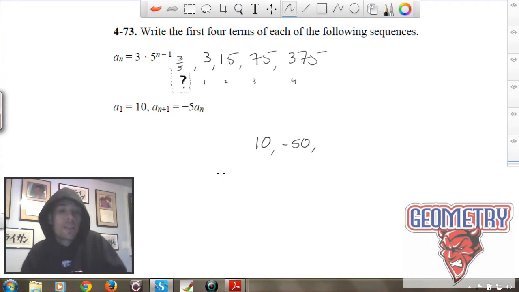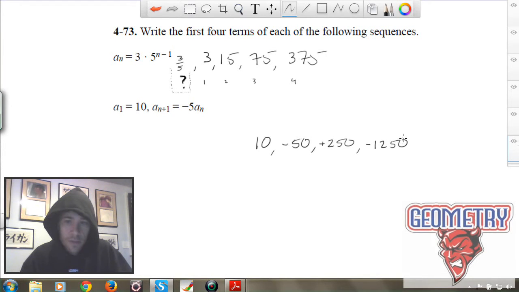And then the next one after that is going to be negative 5 times that. So negative 5 times negative 50 would be positive 250. And then negative 5 times 250 would be negative, I believe that's 1,250. Let me just double check. It's early in the morning, my mental math is probably not the best here. Yes, 1,250. Okay. So there's that 1, 2, 3, 4.